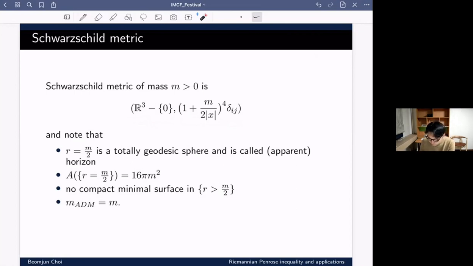So we can compute and see the following things. First of all, the sphere r equals m/2 is totally geodesic. In particular, it's a minimal surface, and it's called the apparent horizon. There's some history on that, but the way I understood it, it's some kind of outermost surface such that you cannot come back after you move through this surface. And I think there are many other articles that explain this background.